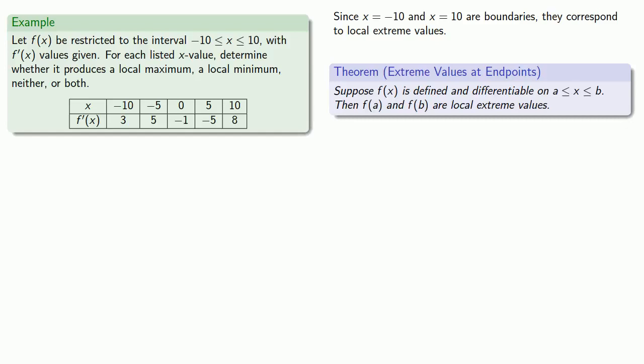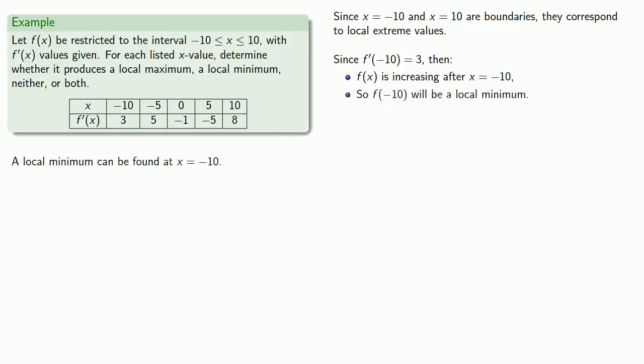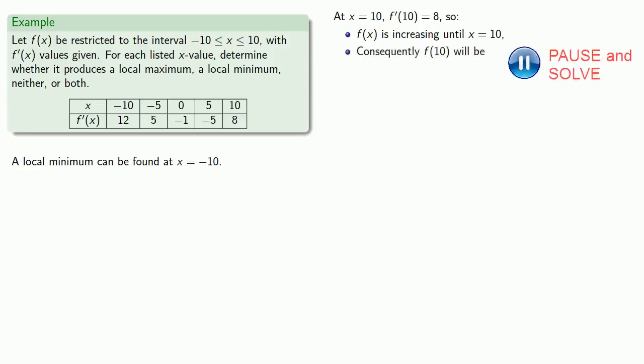Well, we might begin with the observation that the derivative at negative 10 is 3, so we know that f of x is increasing after x equals minus 10, which means that f of minus 10 will be a local minimum. Similarly, at x equals 10, our derivative is 8, and so we know f of x is increasing until x equals 10, and so f of 10 will be a local maximum.